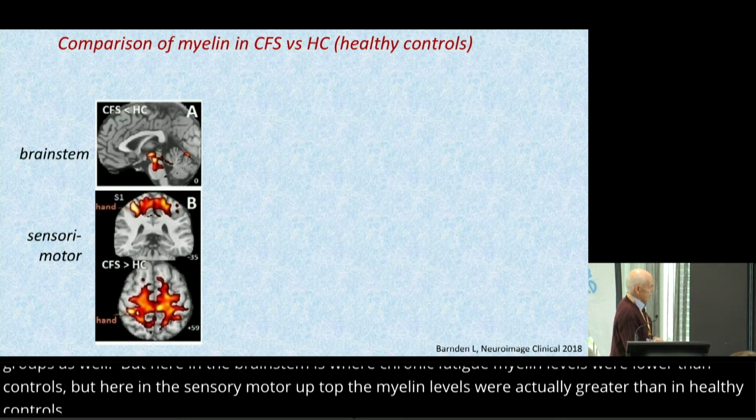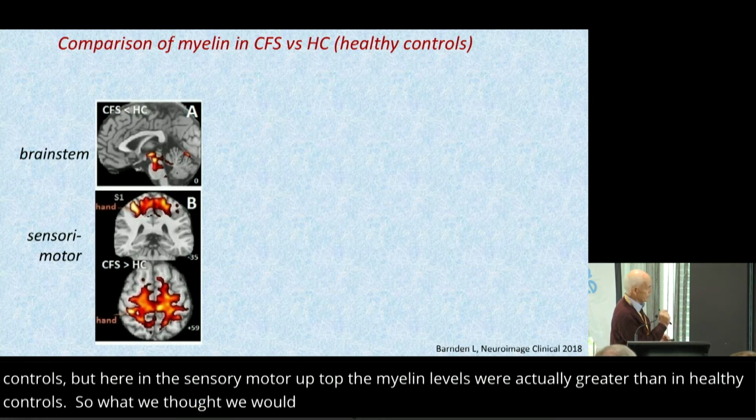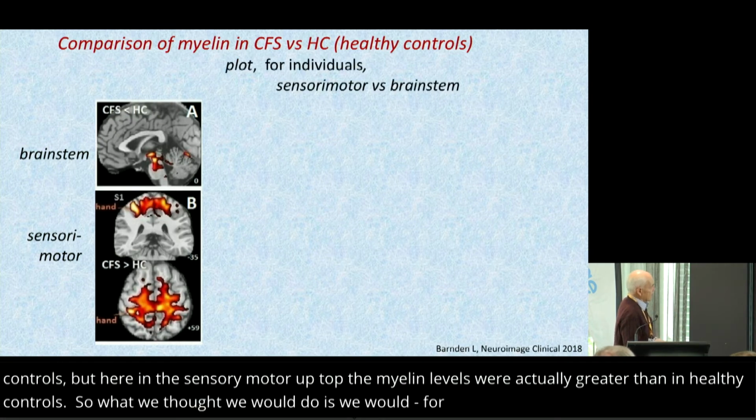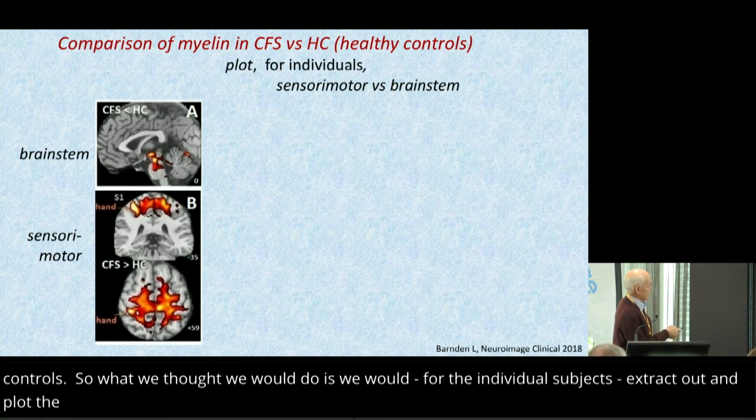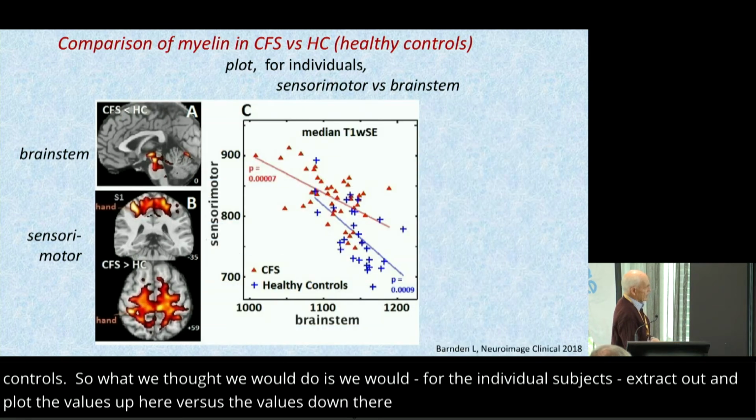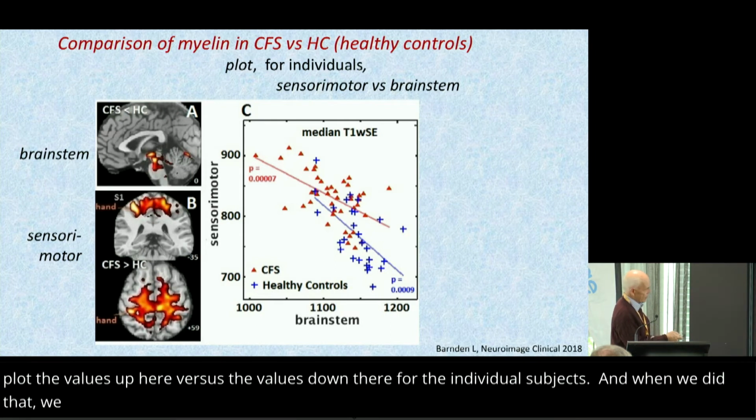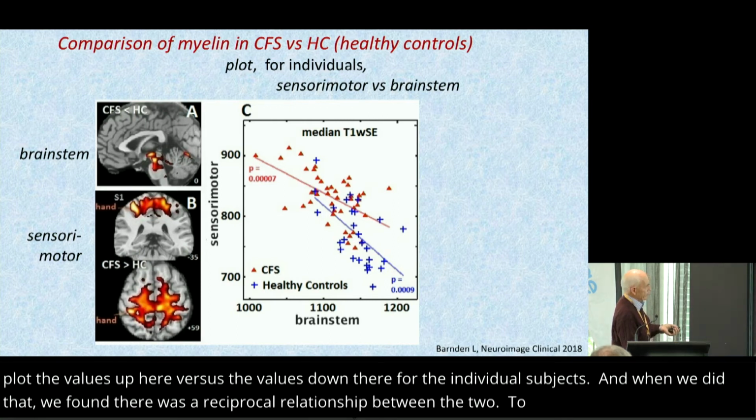So what we thought we would do is, for the individual subjects, extract out and plot the values up here versus the values down there for the individual subjects. And when we did that, we found there was a reciprocal relationship between the two. To our knowledge, this hasn't been reported before.